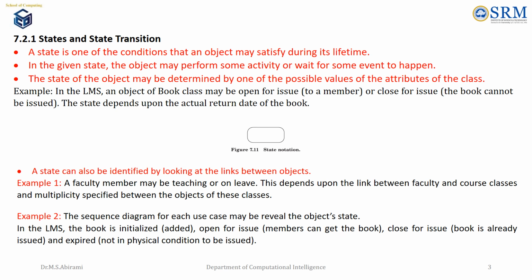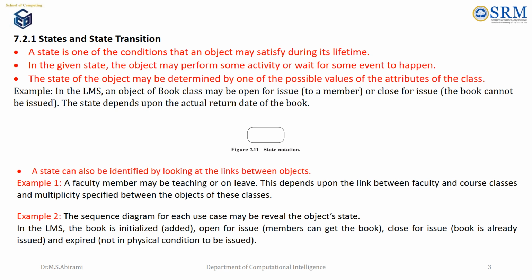The state notation is the rounded rectangle, as shown in figure 7.11. The state can also be identified by looking at the links between the objects. For example, a faculty member may be teaching or on leave. This depends upon the link between the faculty and course classes and the multiplicity specified between the objects of these classes. In another example, the sequence diagram for each use case may reveal the object states.